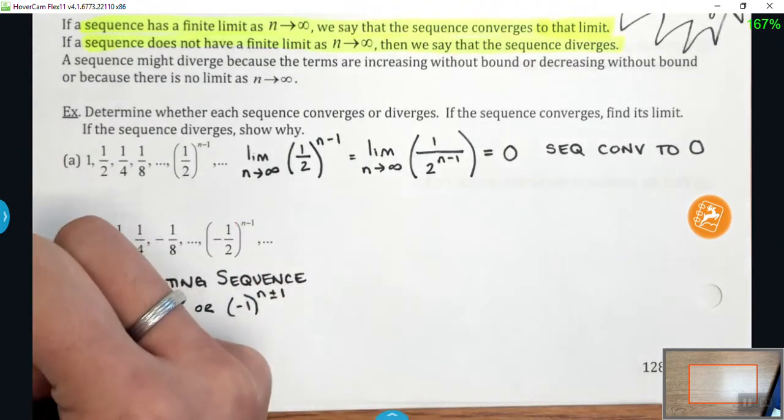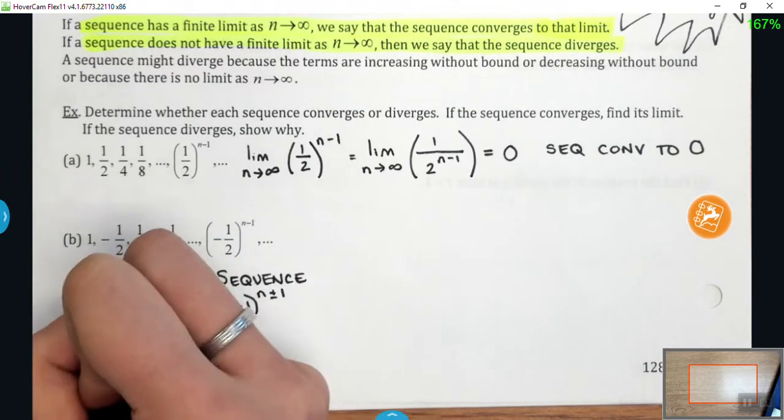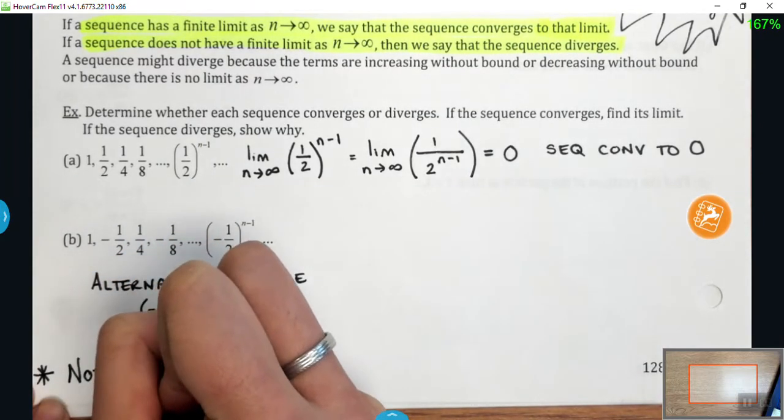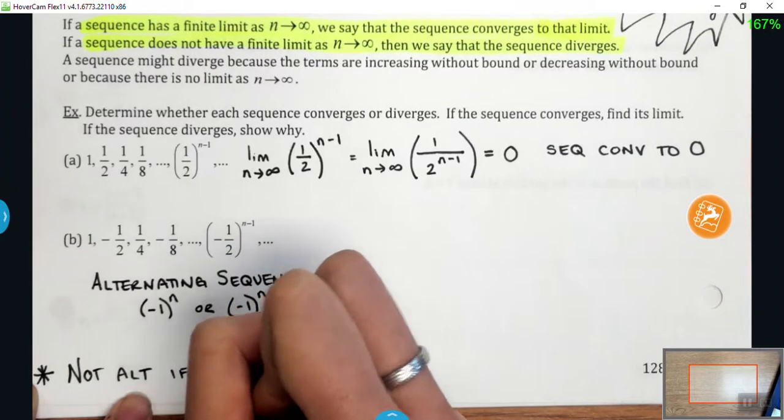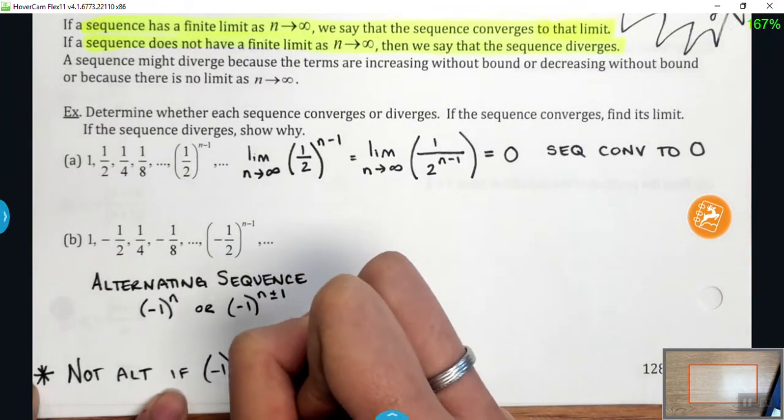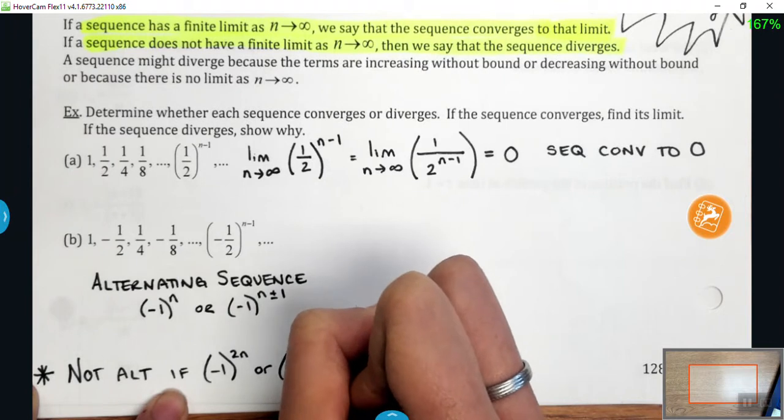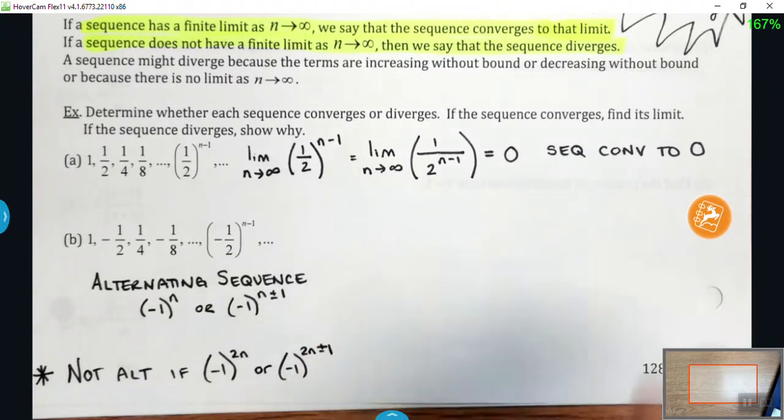But it's not alternating. Make a little side note on your paper. It's not alternating if it's negative 1 to the 2n power, or negative 1 to the 2n plus or minus 1 power, right? Are you with me? Because what is 2n? An even number. And if you have a negative 1 to an even power, it's always going to be positive. And if you have a negative 1 to an odd power, it's always going to be negative. So it's no longer alternating. Important to know for the future.